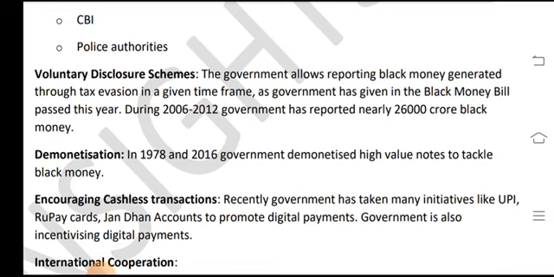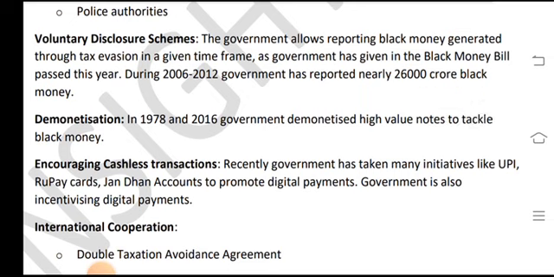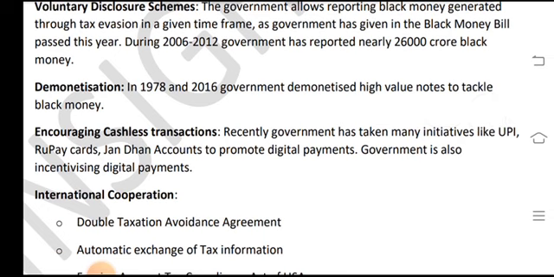tax evasion within a given time frame, as the government has given. With the Black Money Bill passed, during 2006 to 2012 the government has reported nearly 26,000 crore of black money.